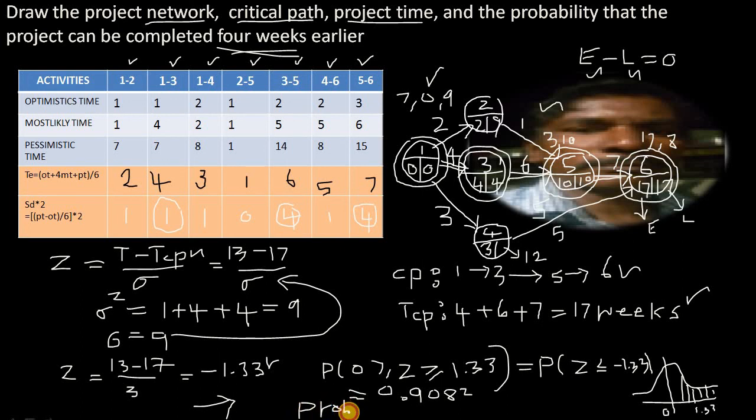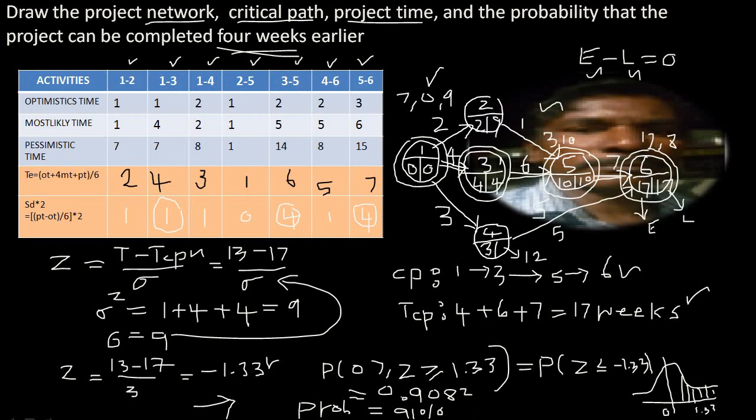That implies the probability that the project can be finished 4 weeks earlier is equal to some 91%. We can say 91% is the chance that the project can be finished 4 weeks earlier than the expected time of 7 weeks. Okay, so this is the method we can do any problem.